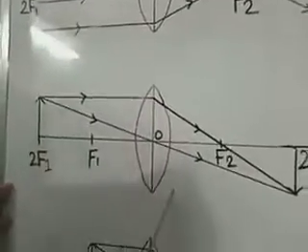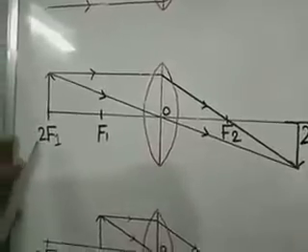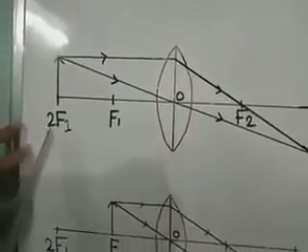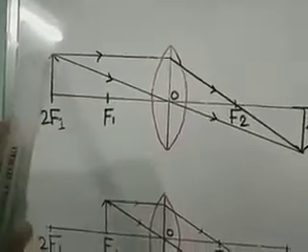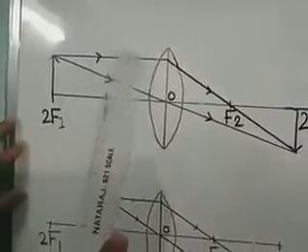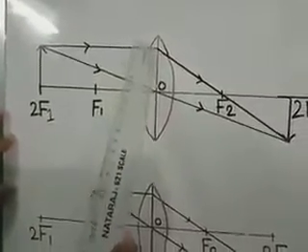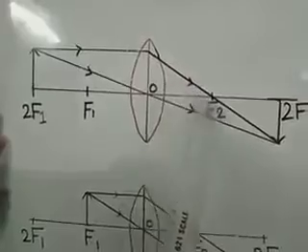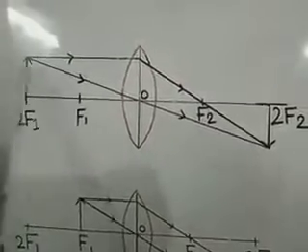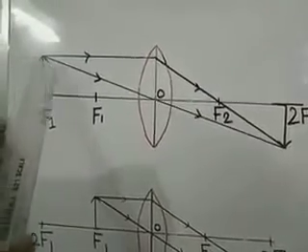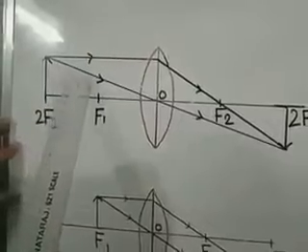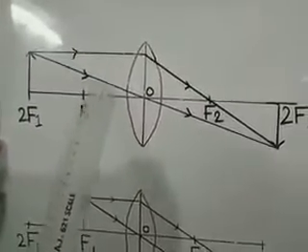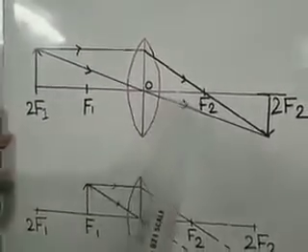Point number 2: when the object is at 2f. When the object is at 2f, one ray will be parallel to the principal axis. After refraction, it will pass through the principal focus. The second ray will pass through the optic center. As you know, when it passes through the optic center, it will not change the direction of its path.